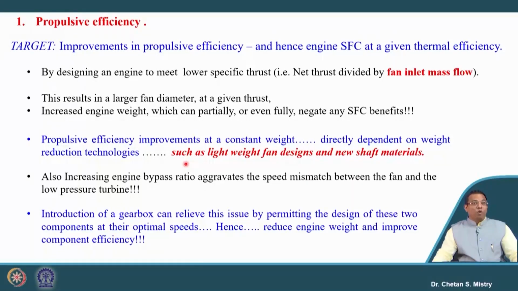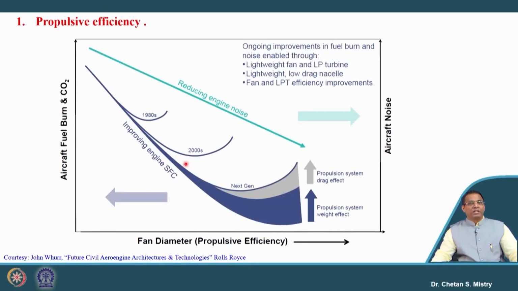So now we are moving towards the improvement of propulsive efficiency, where we are looking for a high bypass ratio engine, and in a high bypass ratio engine we are also looking for special kinds of materials and a special kind of speed management system. Let us look at this. Here the x axis is representing fan diameter, or we can say propulsive efficiency, and the y axis is representing the fuel burn and CO2 emission.